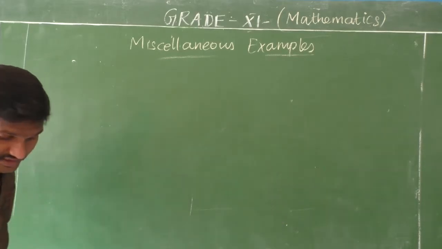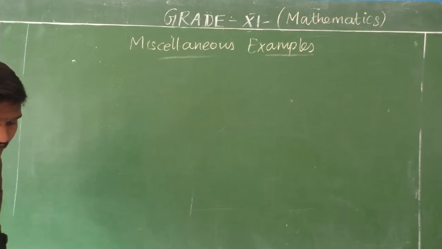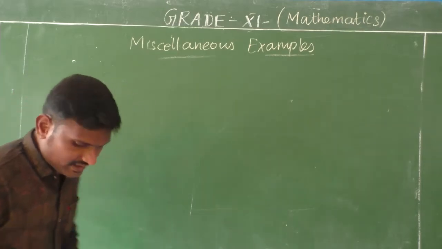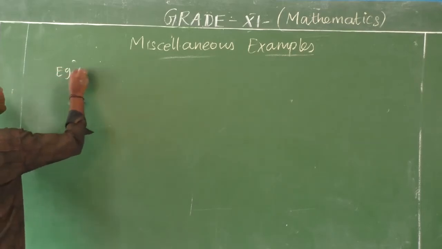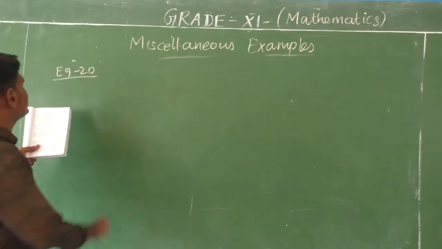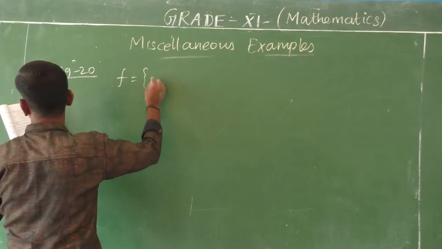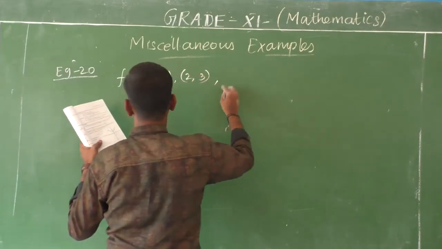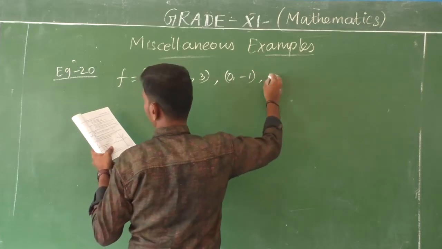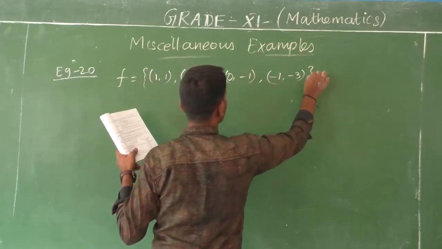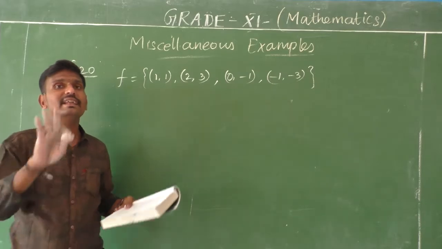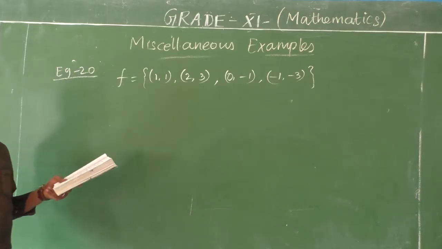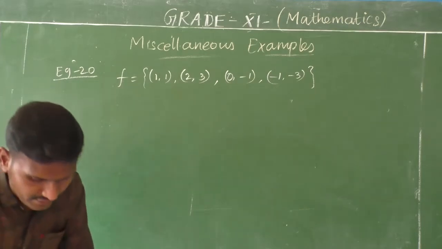Okay students, before the next question, I want to give you the 20th question, because this is a continuation of the definition. Okay, what is in the given example? Example 20. So the given question is: let the function f be 1 comma 1, 2 comma 3, 0 comma minus 1, then finally minus 1 comma minus 3. So this is your given function, a linear function from Z into Z. Z means integers.